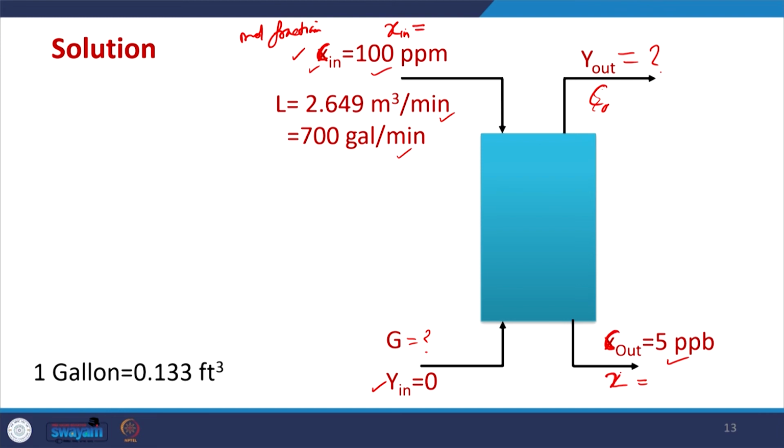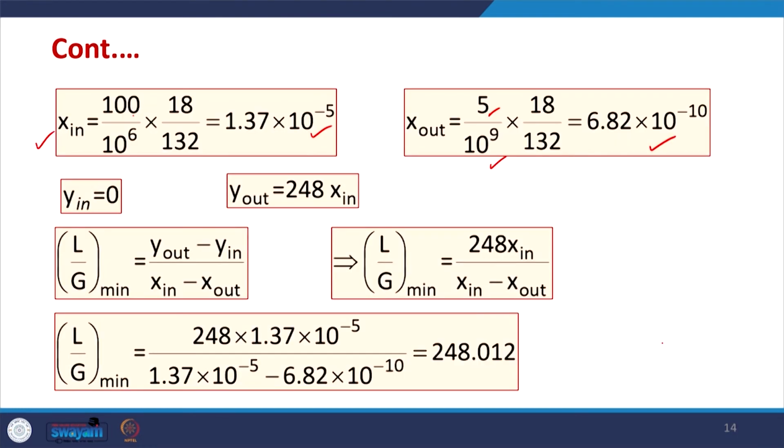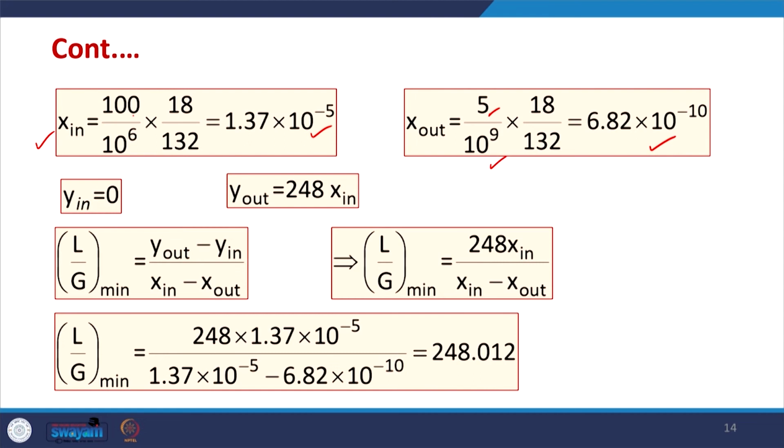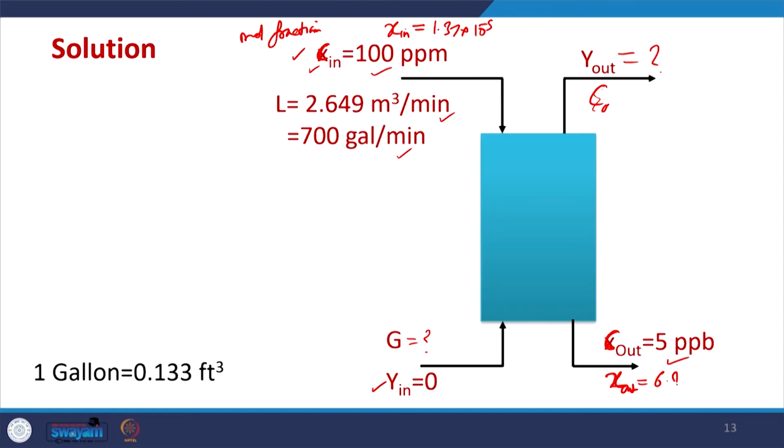So, x out is known to us and this has been calculated in this slide. This is 6.82 into 10 raised to minus 10 and this is 1.37 into 10 raised to minus 5. So, we can write here 1.37 into 10 raised to minus 5 for x in, and similarly for x out 6.82 into 10 raised to minus 10. This is the mole fraction with respect to the liquid phase. Concentration was given, now we have changed it into mole fraction.